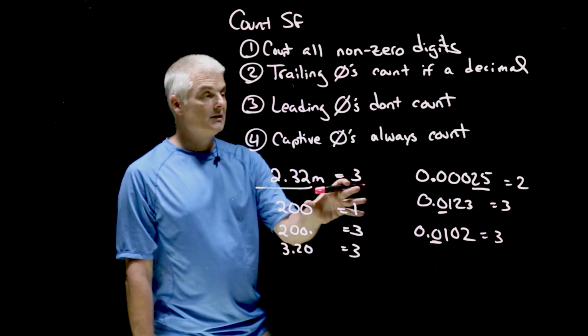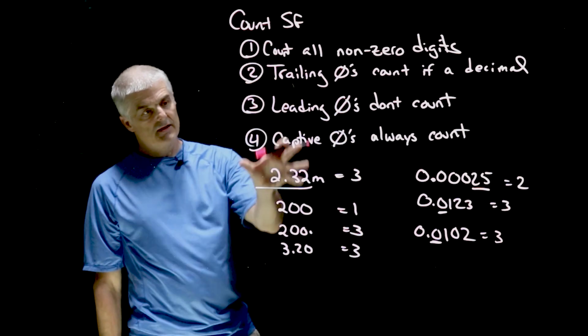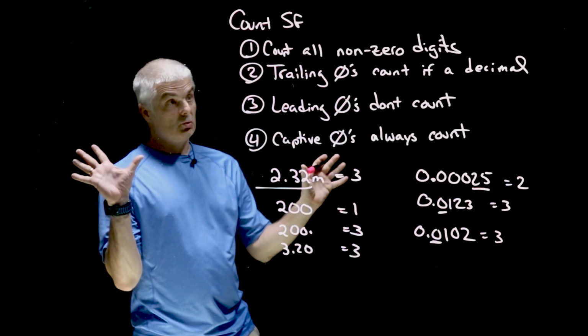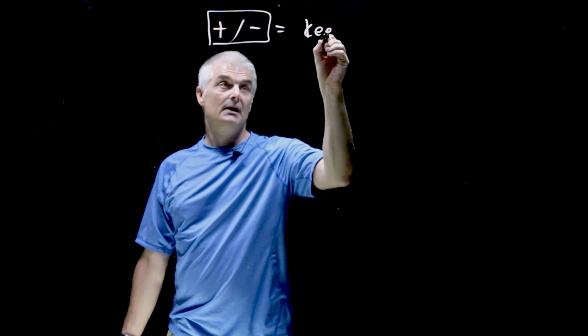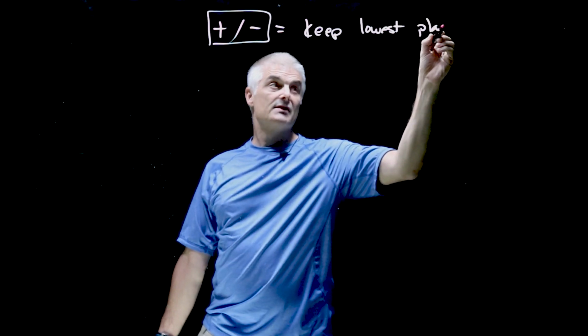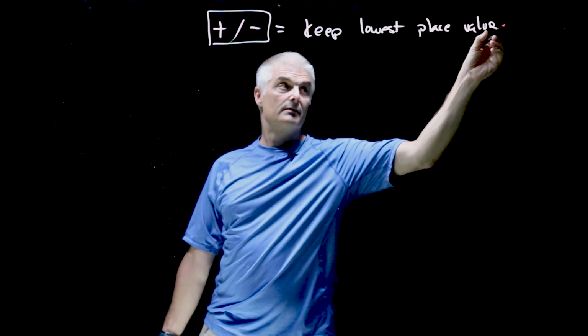So counting significant digits, if you understand these 4 rules, you're gold. Now let's talk about how to do calculations with significant figures. There are really 2 sets of rules. There's addition and subtraction, right? What do you do when you add and subtract? Here you keep the lowest place value, write that down.